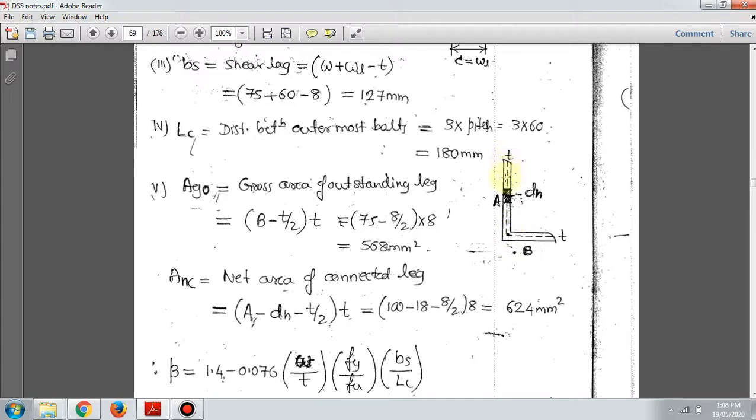So this is B into T. This is the outstanding leg, and this is the gross area of the outstanding leg. Next, if you want the net area of the connected leg, this is 100.